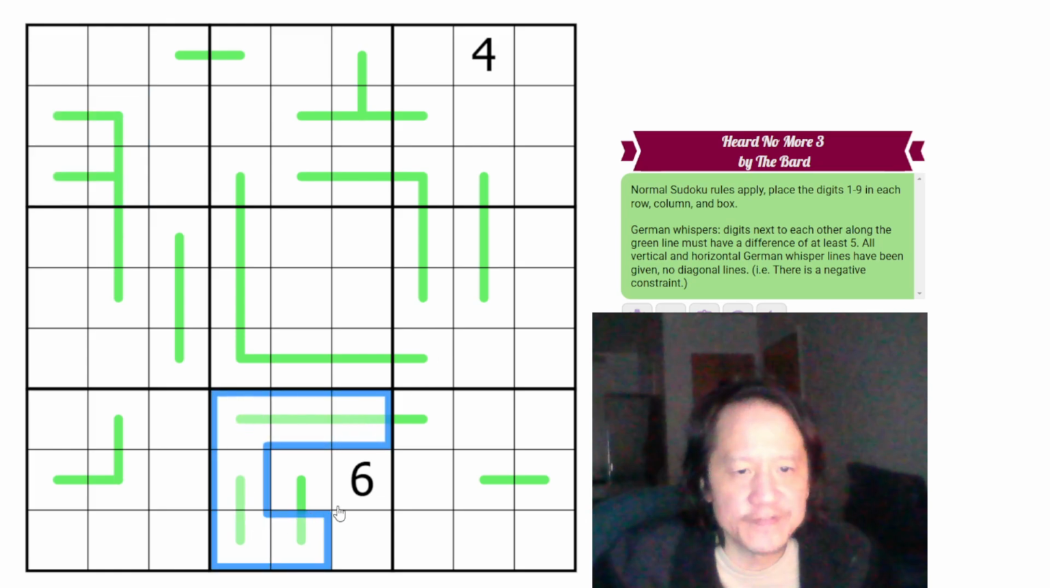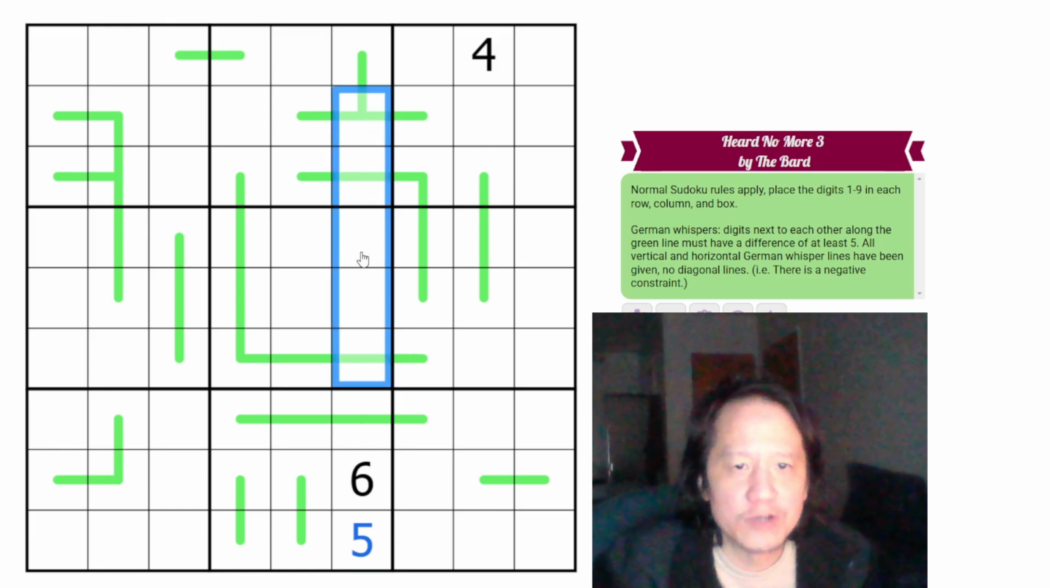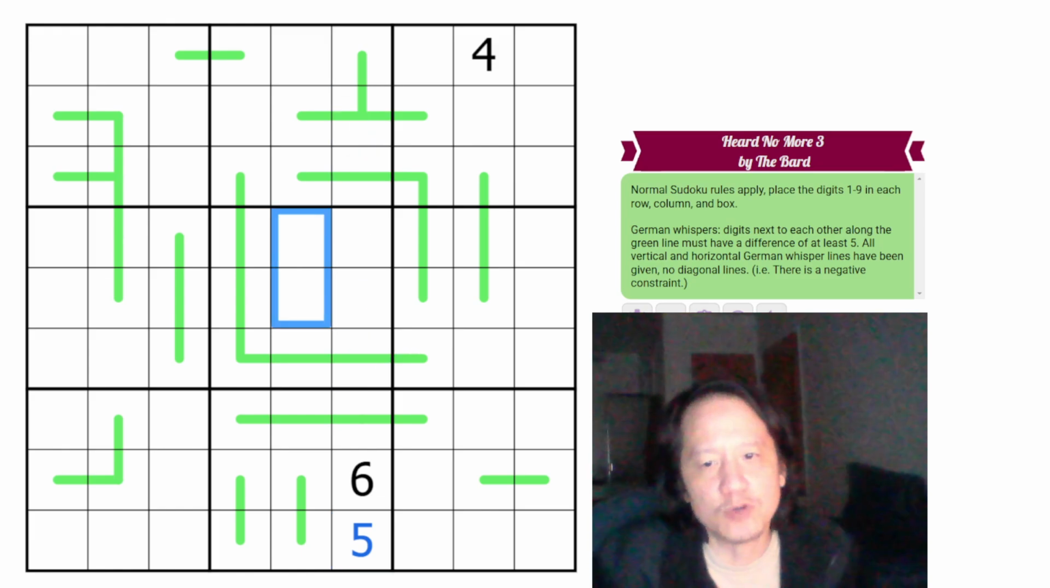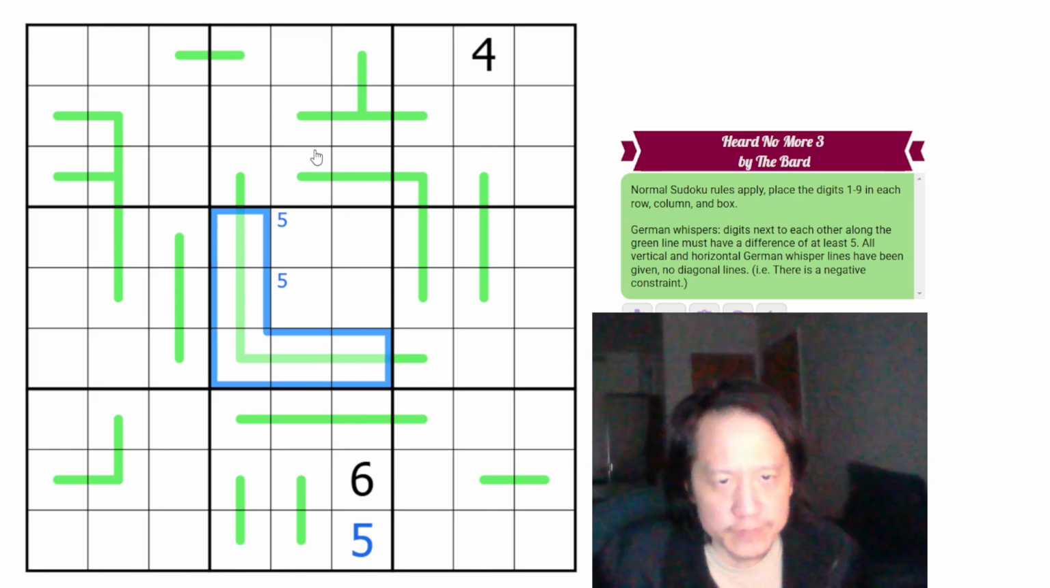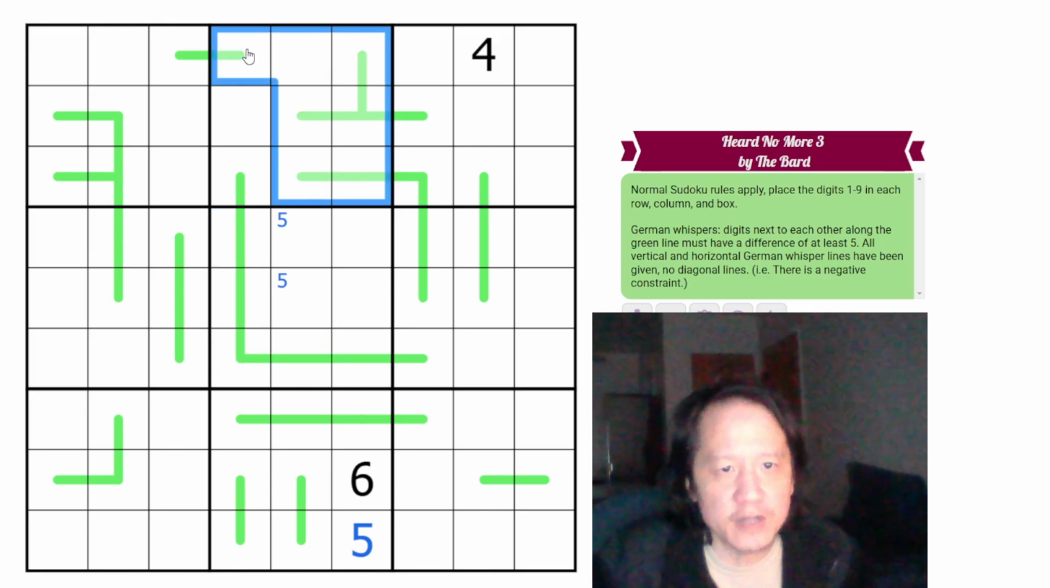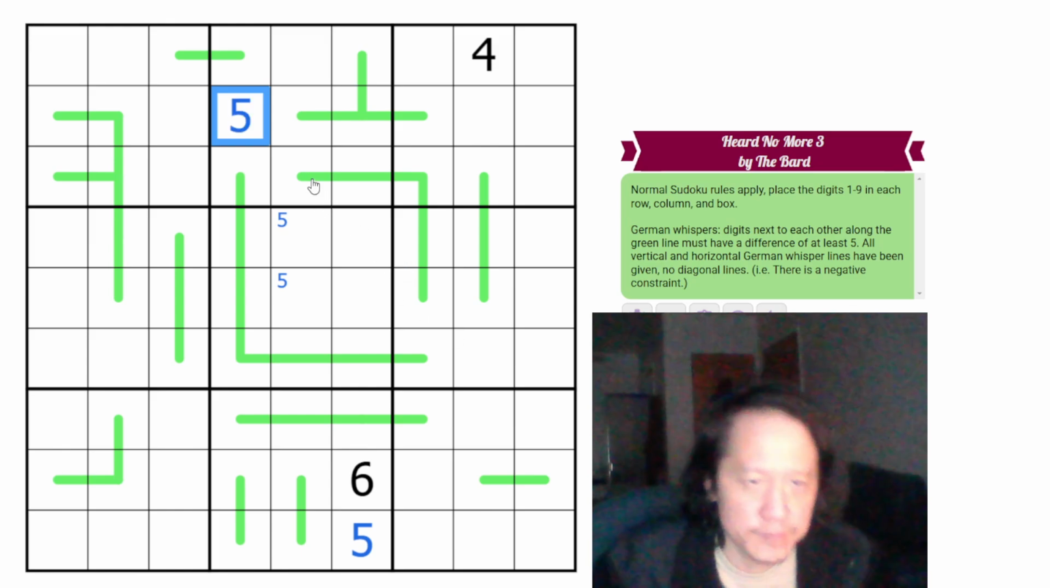So where is the 5 in box 8? It can only be here. So this is a 5. Where is the 5 in box 4? It has to be one of these two, because it's eliminated here, and then it cannot be on the German whisper line. Where is the 5 in box 2? It's eliminated here and here by the two 5s here and this 5. Therefore, it can't be on the German whisper line. It must be here. So this is a 5.